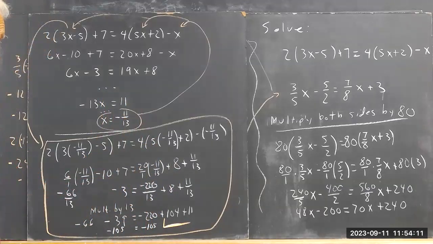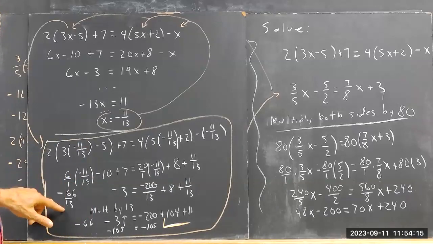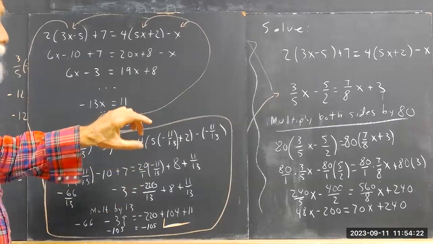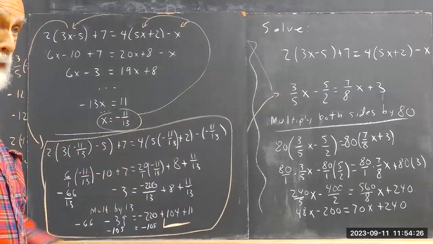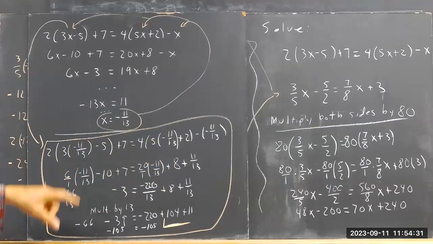We multiply both sides by 13. And 13 times this gives us negative 66. Fill in the step, write it out. 13 times this minus 13 times this equals negative 13 times this equals plus 13 times this plus 13 times this. You want to write out that step so you can always check it.